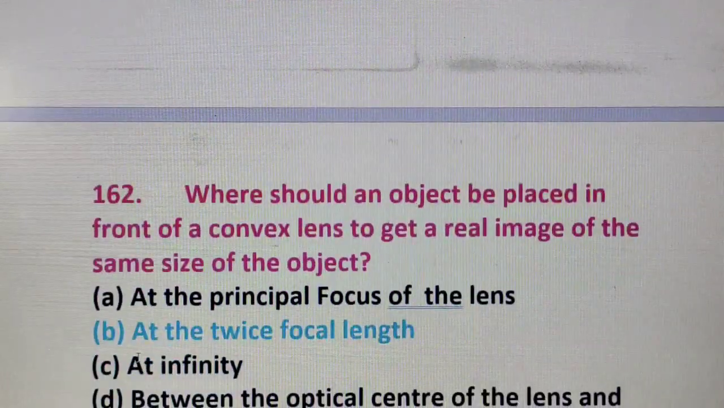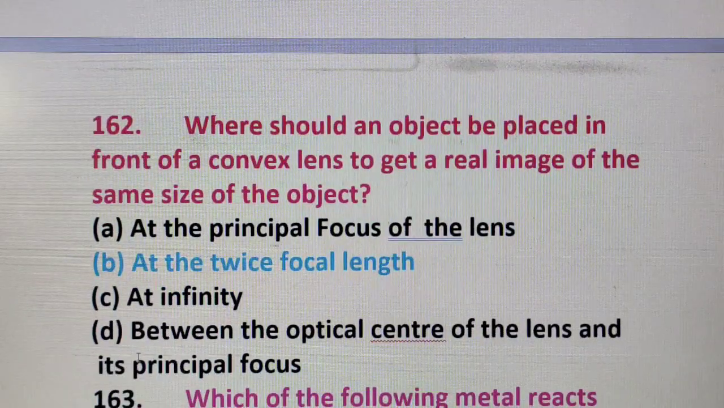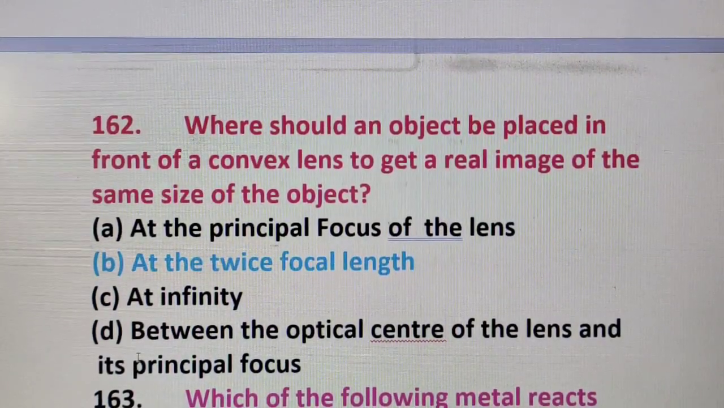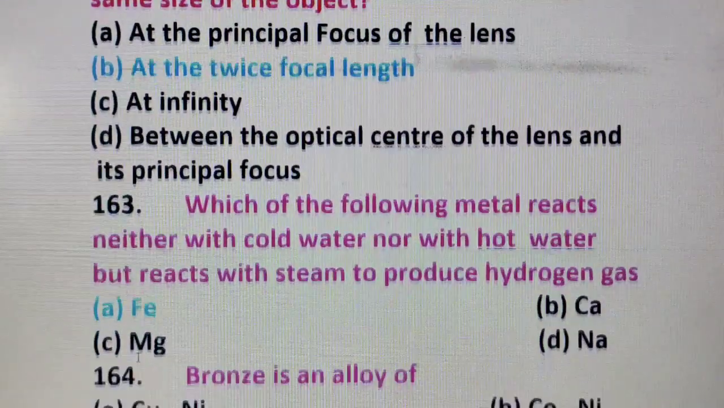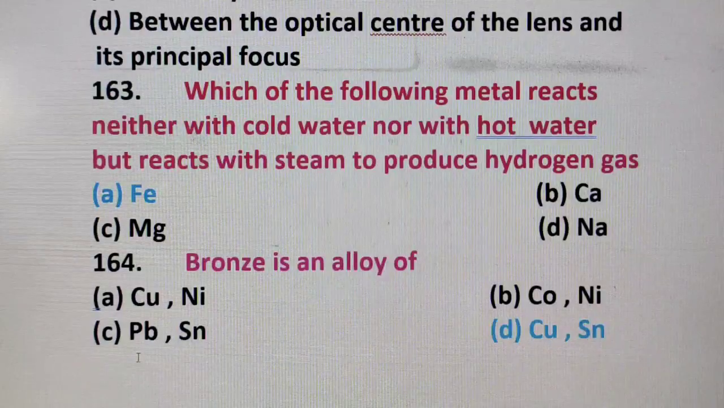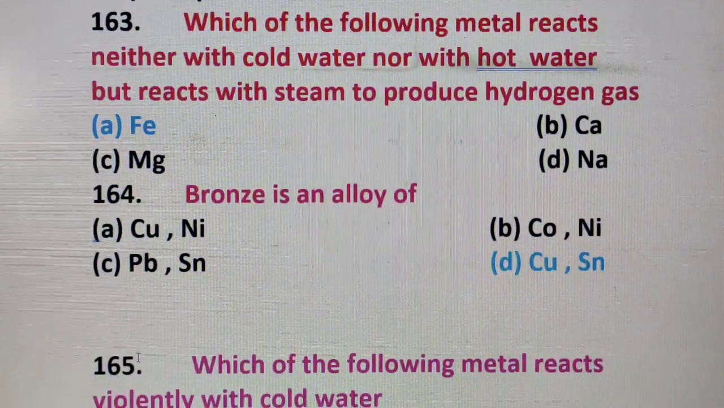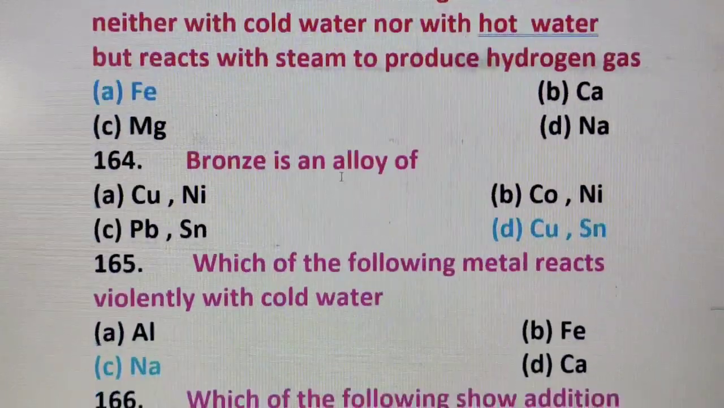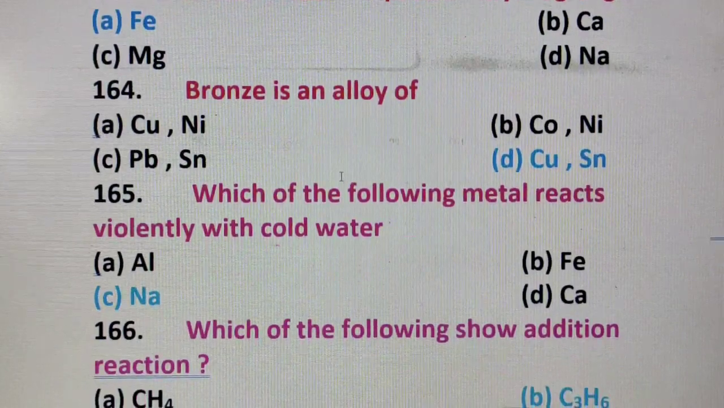Where should an object be placed in front of a convex lens to get a real image of the same size of the object? This is at the center of curvature, or twice the focal length. Which of the following metals reacts neither with cold water nor with hot water but reacts with steam? Iron. Bronze is an alloy of copper and tin. The following metal reacts violently with cold water: sodium.